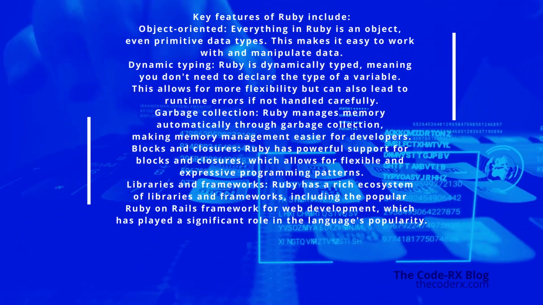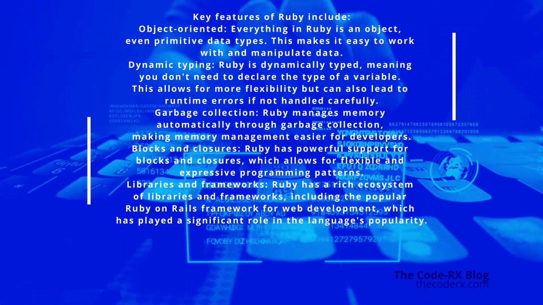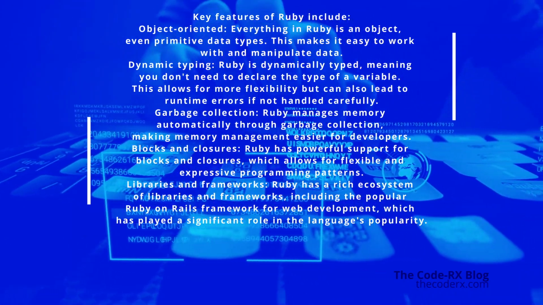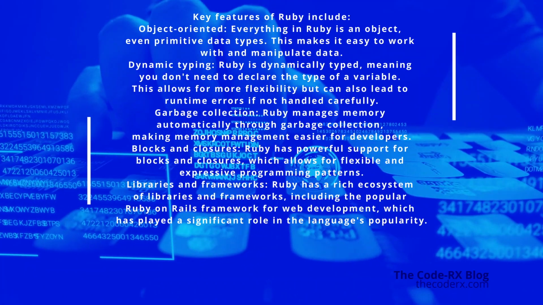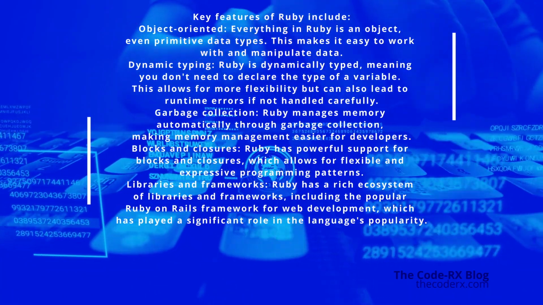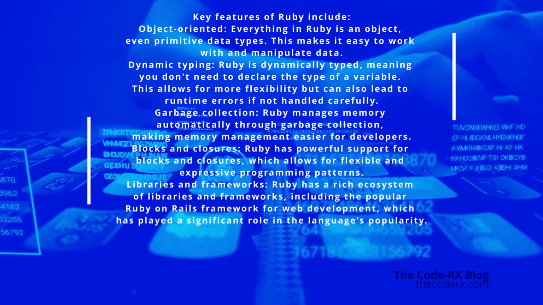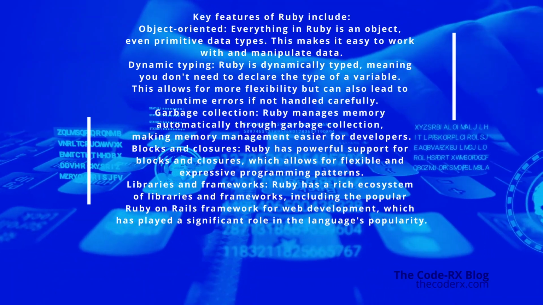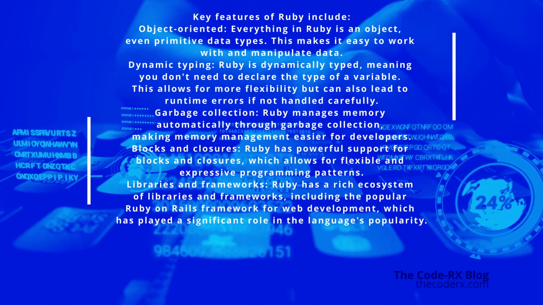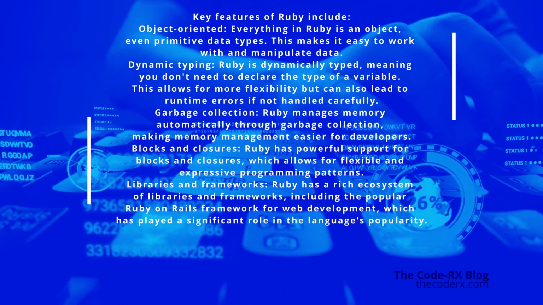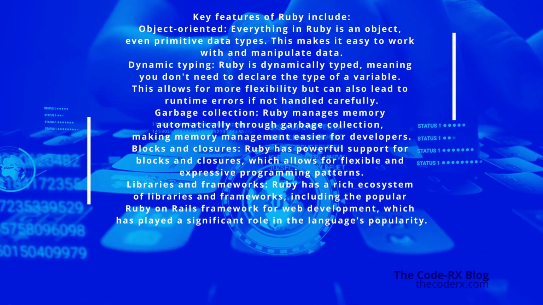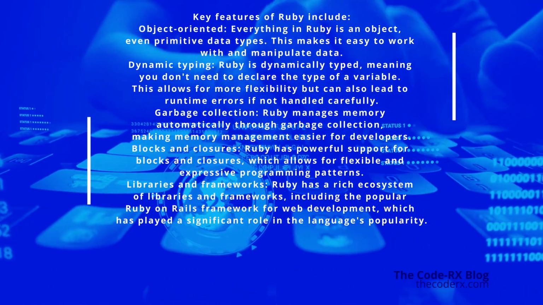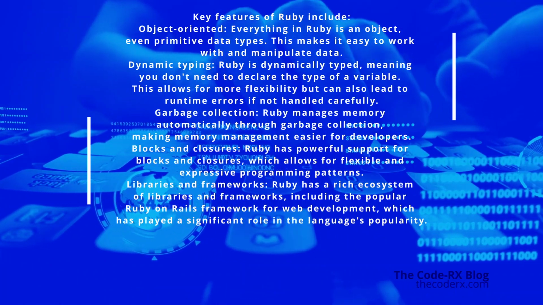Another feature is garbage collection. Ruby manages memory automatically through garbage collection, making memory management easier for developers. Also, blocks and closures are a key feature of Ruby. Ruby has powerful support for blocks and closures, which allows for flexible and expressive programming patterns.